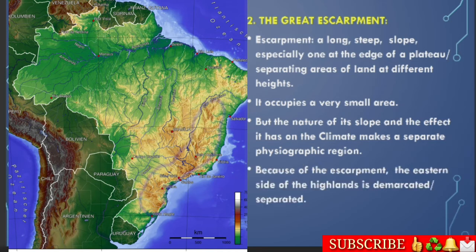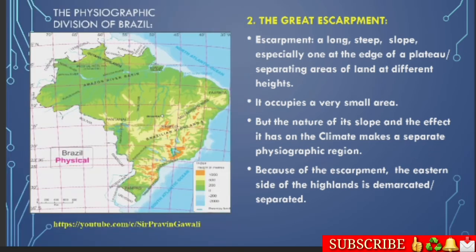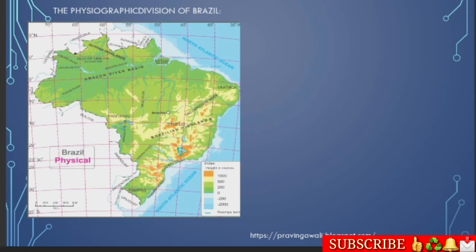Students, now because of the escarpment, the eastern side of the highland is demarcated or separated. Yes, we can understand here, because of the escarpment we can see the eastern side of the highland is separated. Okay, understood students? Very good.